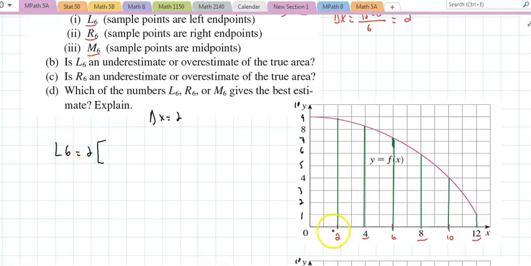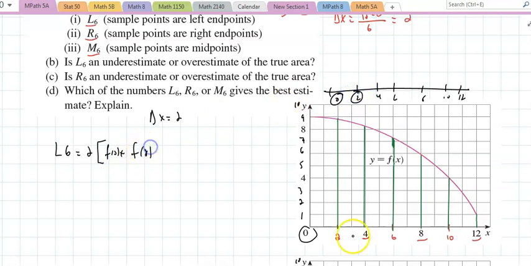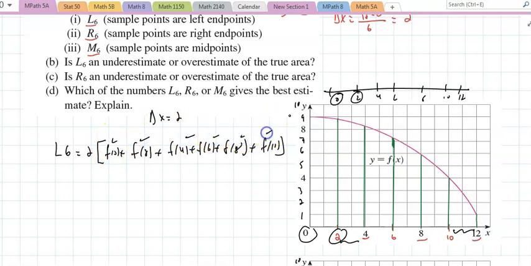If I'm using the left-hand approximation, I'm looking just at 0, 2, 4, 6, 8, 10, and 12. When I use left, that's f of 0 plus f of 2. Basically, on this interval, I take f of 2 plus f of 4 plus f of 6 plus f of 8, plus on the very last interval, I take f of 10. You should count those 1, 2, 3, 4, 5, and 6. So that is twice. And how is this going to work?